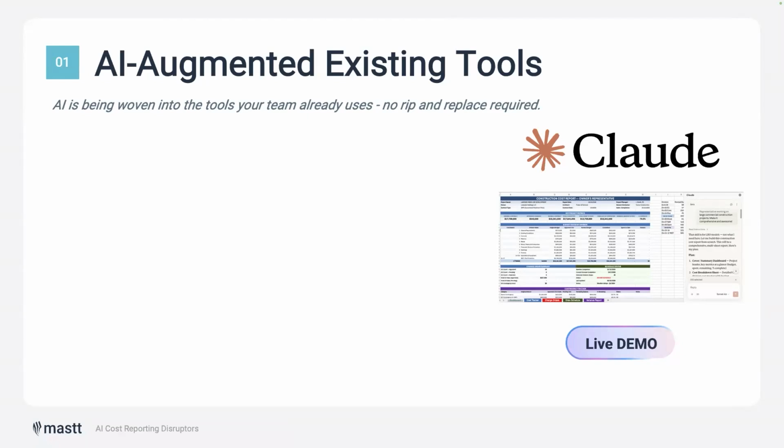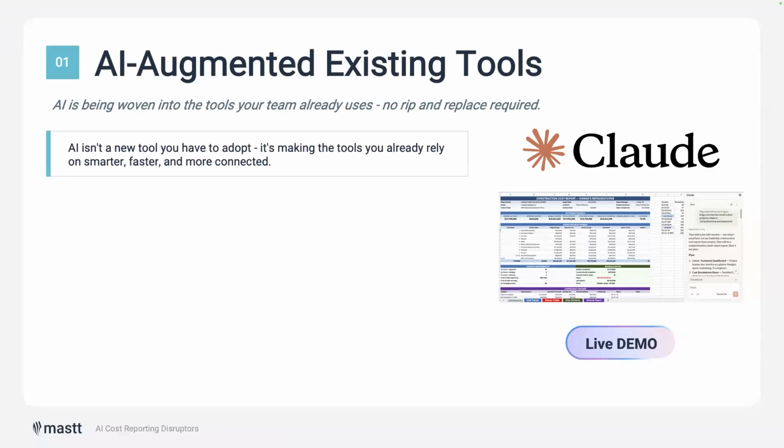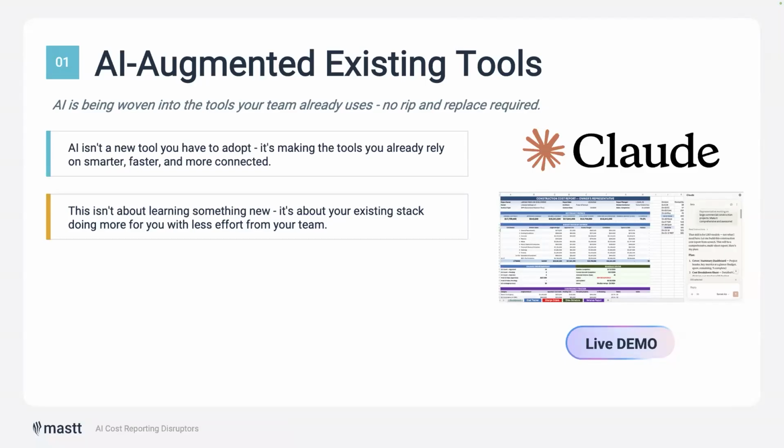And this is definitely the easiest place to start. And I can actually guarantee that most teams are already closer to this than they probably actually think. So AI, in this sense, isn't necessarily a completely new tool that you have to go out and adopt. It's actually being built into the tools that we already use. So, like I said, making everything smarter, faster, and more connected. It's not about ripping out your current systems. It's more about getting more out of your stack and the platforms that you already use.